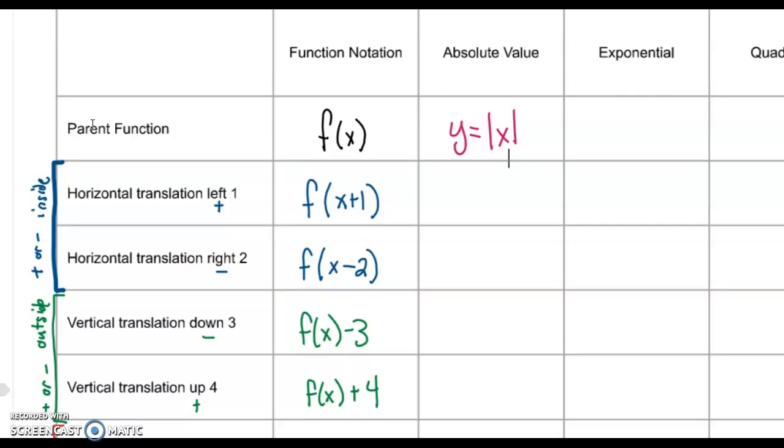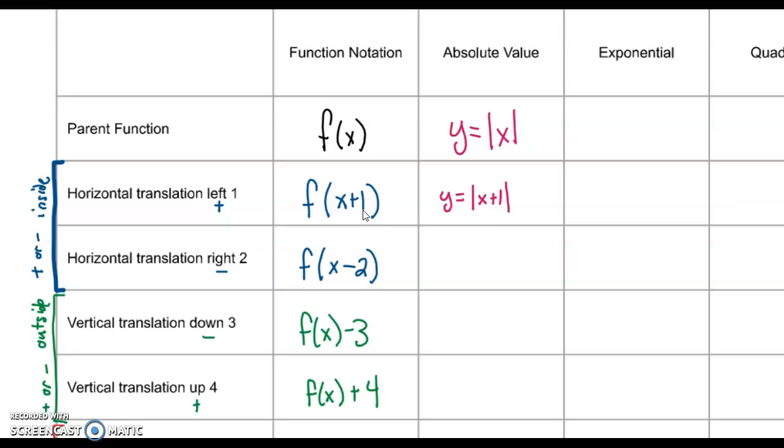in function notation. So remember that we talked about function notation was for left one was f of x plus 1. And remember how we discussed it was inside the parentheses? Well, in absolute value, it's also inside, but it's inside the absolute value. So it looks like this. It's x plus 1 inside the absolute value.